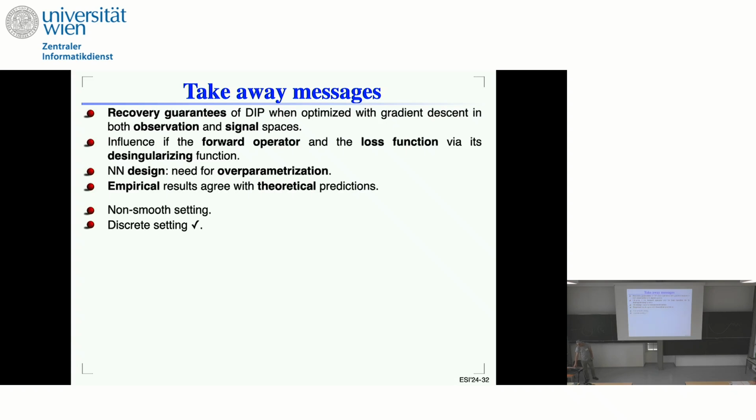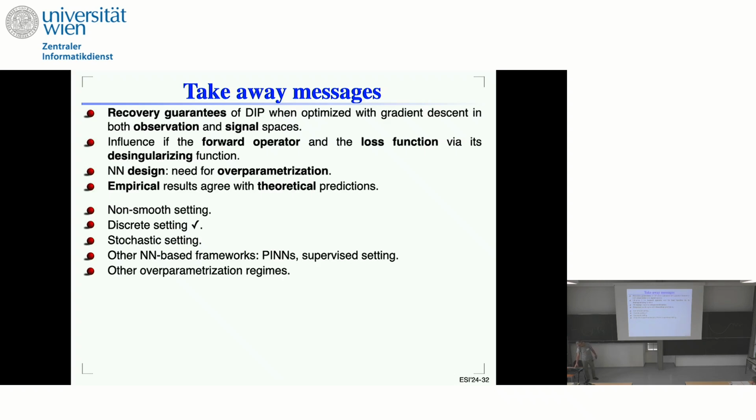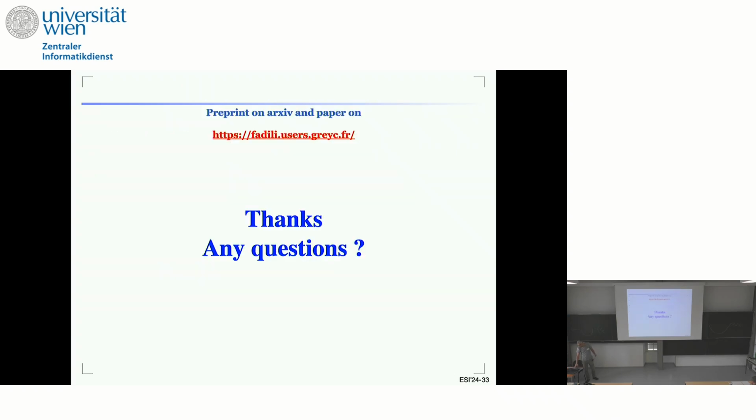And we're working on the non-smooth setting; the discrete setting is already done, it's in the paper. And the stochastic setting, because a lot of people use it, although here we don't need it because we only have one observation. So SGD is not really devised, but still we can do some analysis in the stochastic setting if you want. We want to move to other NN-based frameworks, supervised setting, physics-informed neural networks, et cetera, and also to investigate other overparameterization regimes.